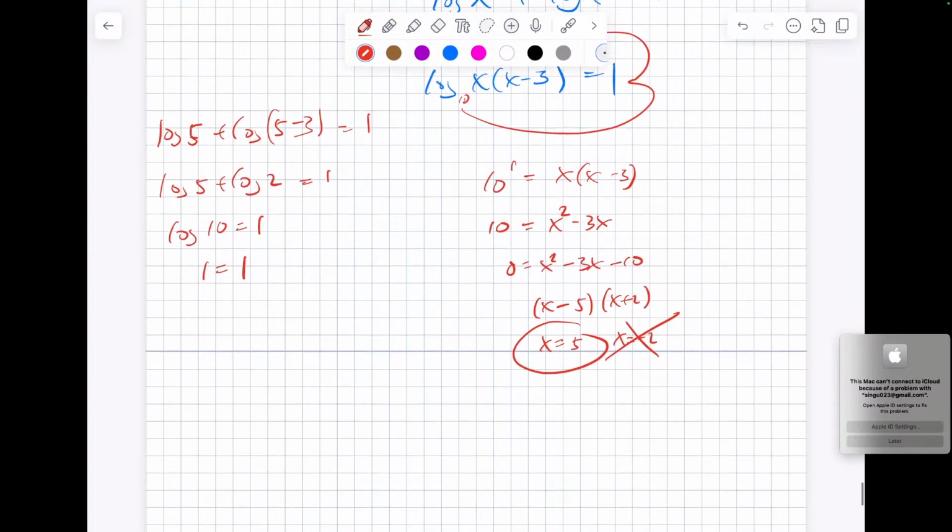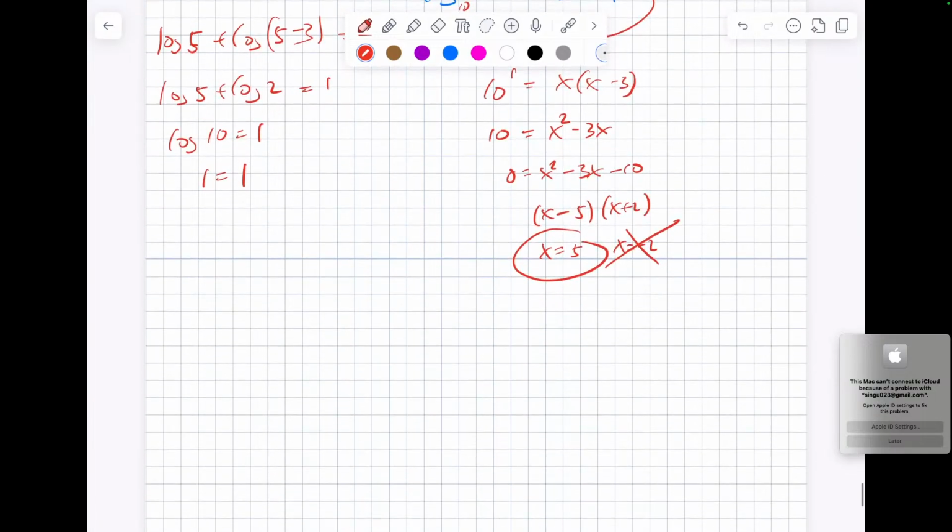I'll let you try one of these. So now I'm going to give you another one. Log base 4 of x plus 2 minus log base 4 of x minus 1 is equal to 1.